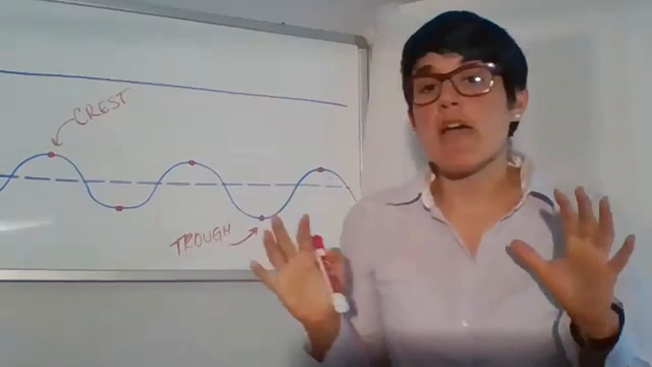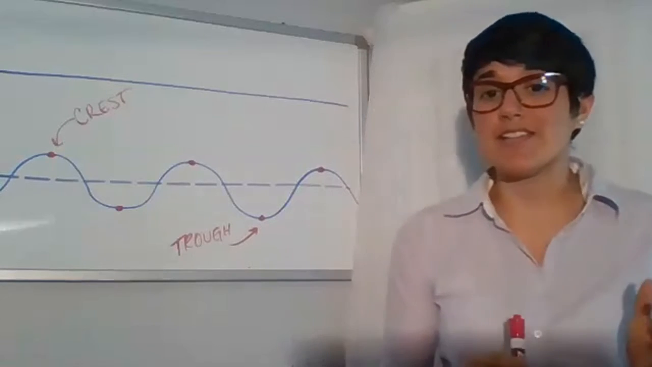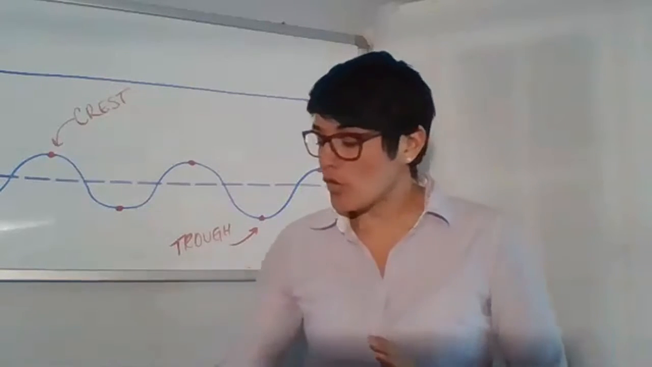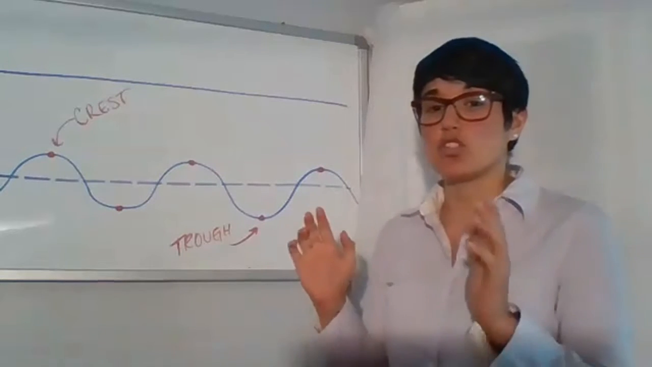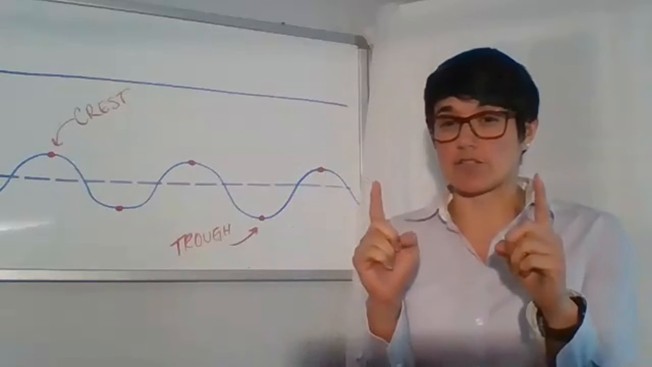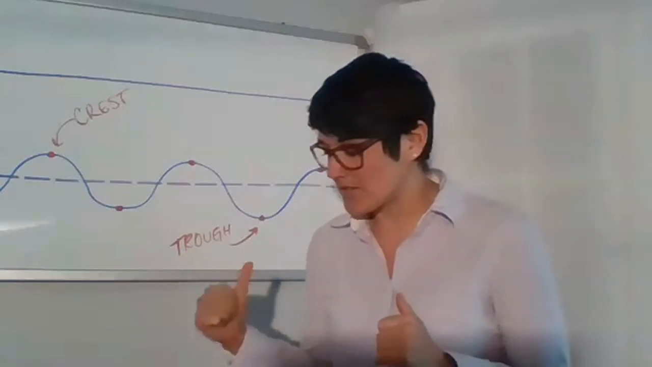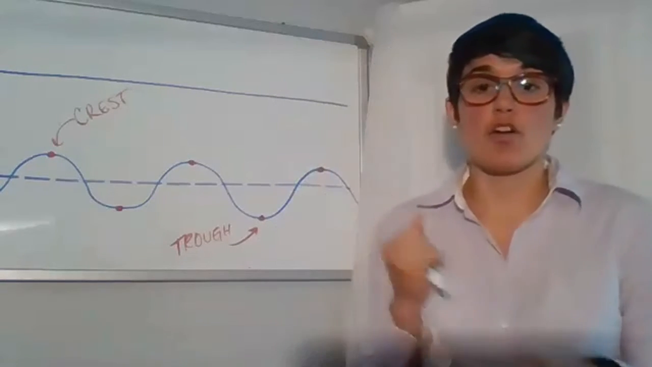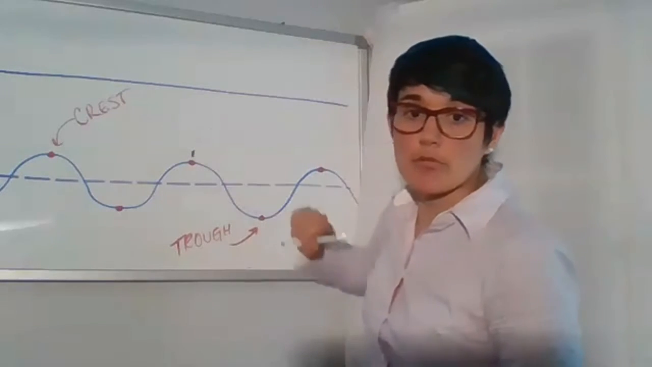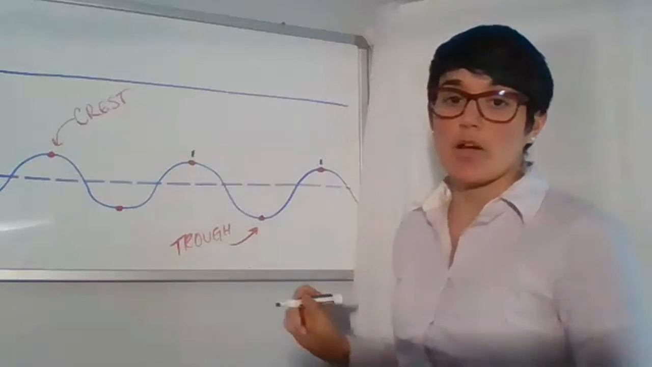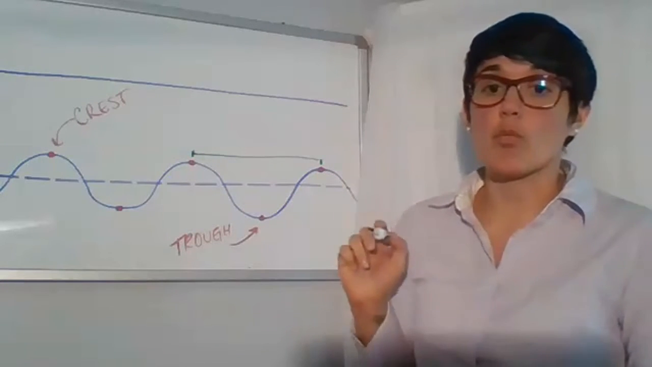Now, in terms of measuring waves, we have two main measurements that we're going to use, both wavelength and amplitude. A wavelength is going to be the distance between two crests that are right next to each other or two troughs that are right next to each other. Typically, we measure them with the crest. So let's take a look at what we have for our wavelength. We're going to go from the top of one crest to the top of the crest right next to it. That is going to give us our wavelength.